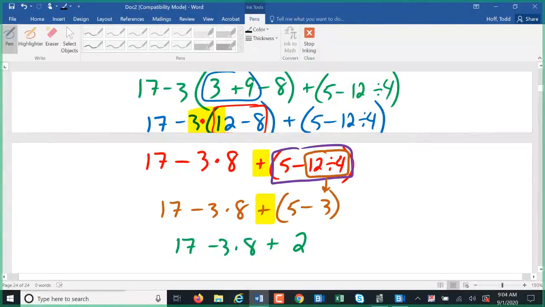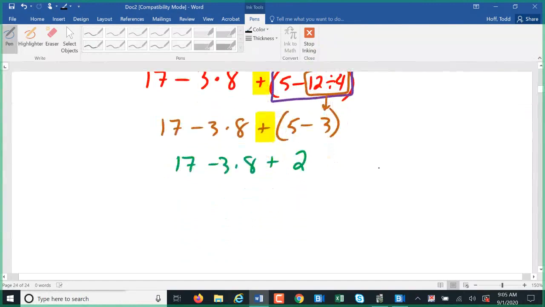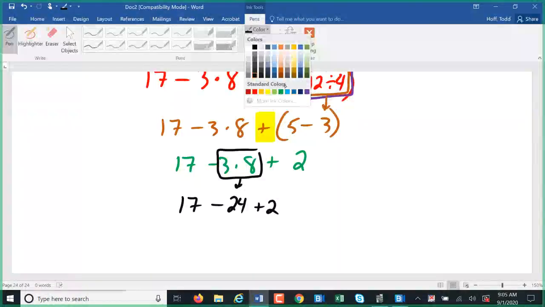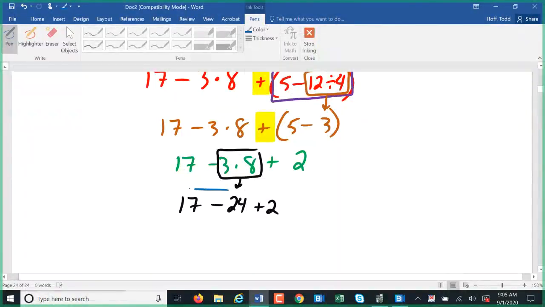Now there's no more enclosing symbols. There's no more exponents, no powers or roots. We're down to multiplication or division. We have the 3 times 8 is 24. 17 minus 24 plus 2. We have 17 minus 24, which is 17 plus a negative 24 would be a negative 7. Plus 2 all comes out to negative 5.